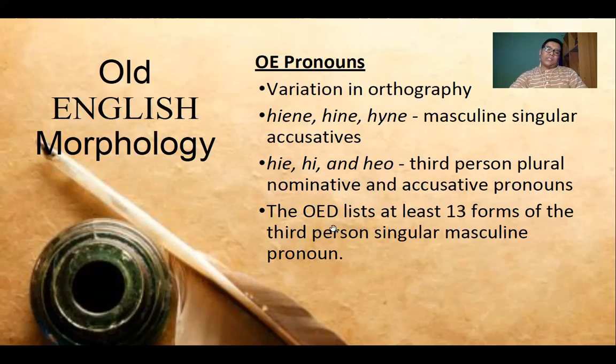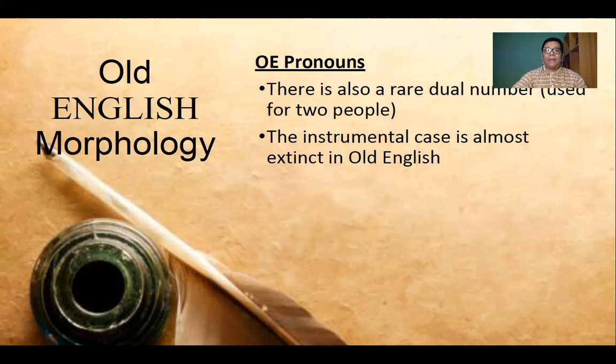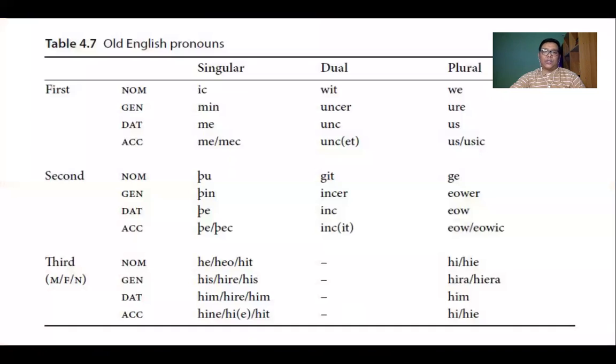Now, the Old English Dictionary lists at least 13 forms of the third person singular masculine pronoun. That's according to the Old English Dictionary. There's also a rare dual number used for two people. So if there are two people already involved, there is a specific pronoun used for that. Now we know in Modern English we only have singular and plural, but before there were singular, dual, and plural. Okay, in terms of number. The instrumental case is almost extinct in Old English. That's why the instrumental case usually is not present in the Modern English version.